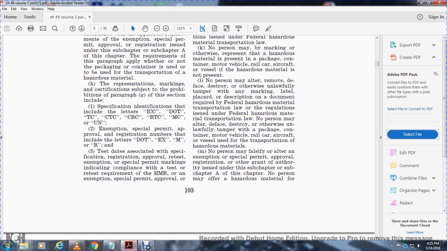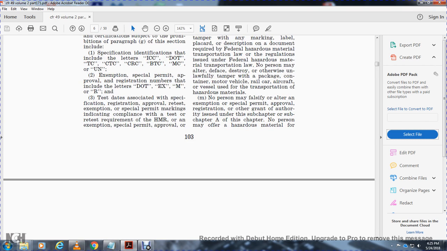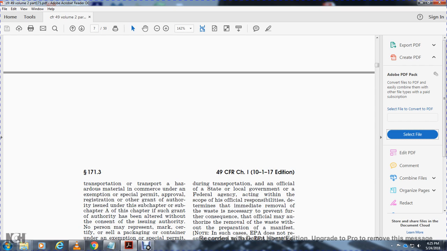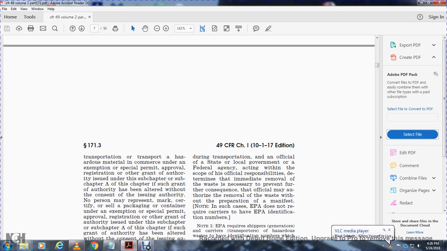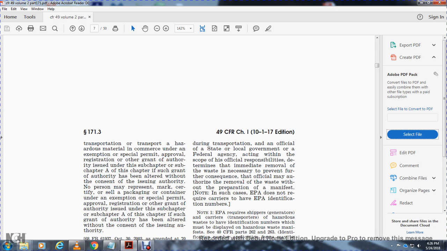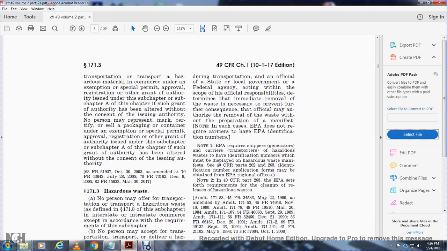No person may falsify or alter an exemption, special permit, approval, registration, or other grant of authority issued under subchapter A of this chapter. No person may offer a hazardous material for transportation in commerce under an exemption, special permit, approval, registration, or other grant of authority issued under this subchapter or subchapter A of this chapter if the authority has been altered without the consent of the issuing authority.